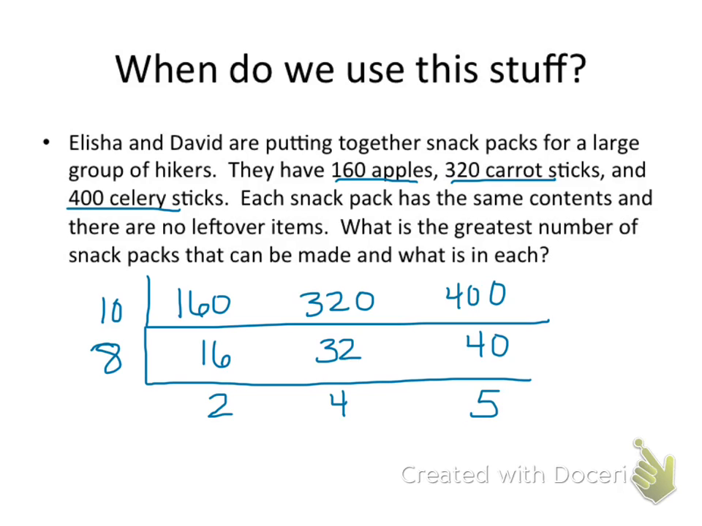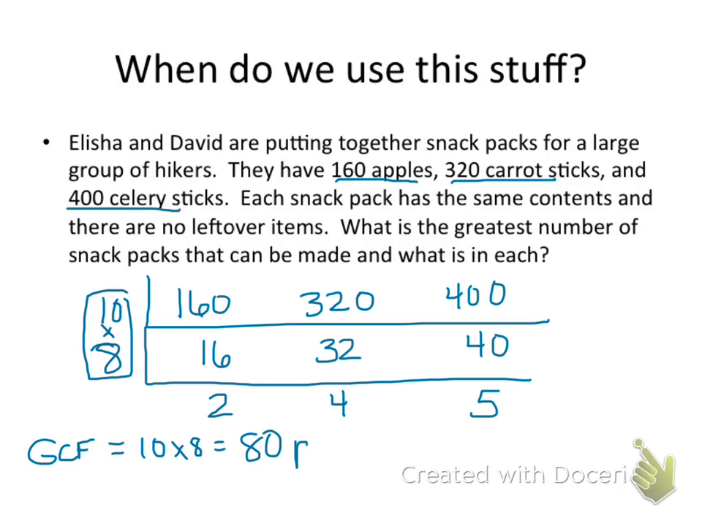So what I want to know is, do we have any common factors between 2, 4, and 5? 2 and 4 are even, but that 5 kind of throws things off. Since we're down to the row that has no common factors for all 3 numbers, we're done. Our GCF is found by multiplying these 2 numbers. So the greatest common factor is 10 times 8, which is 80.